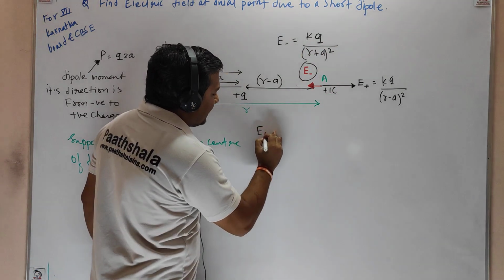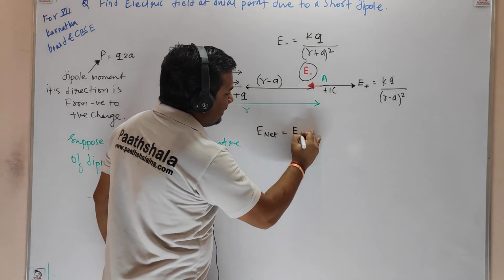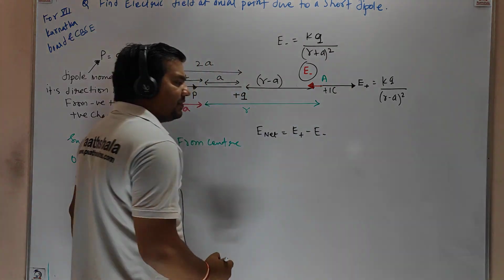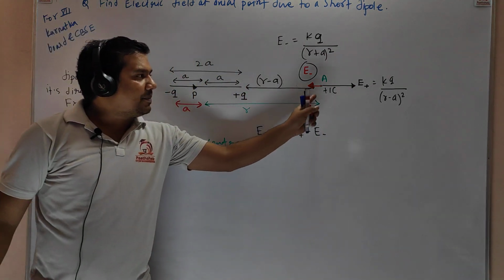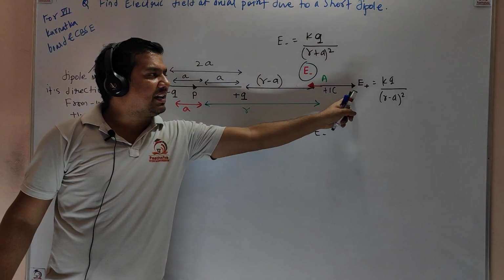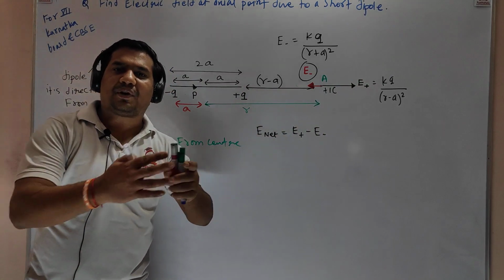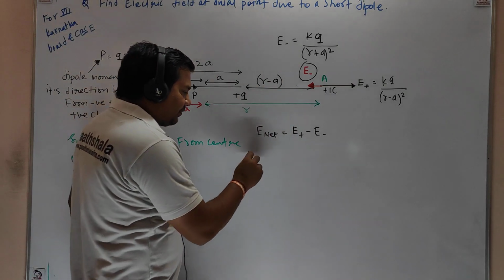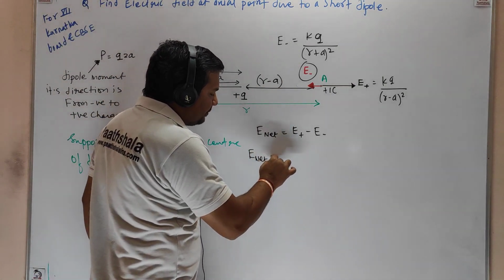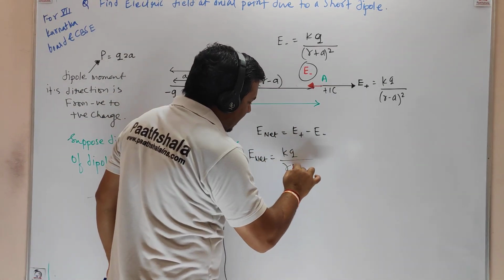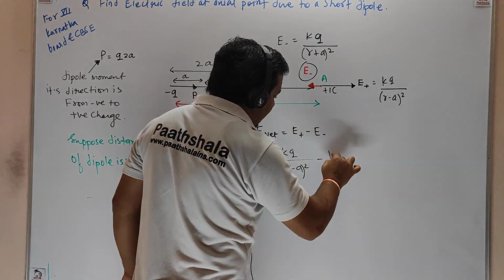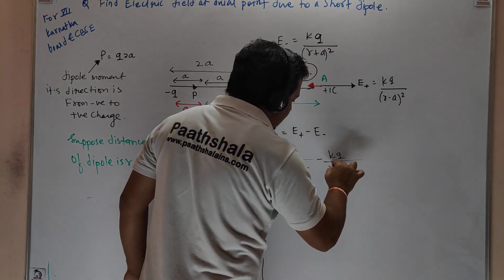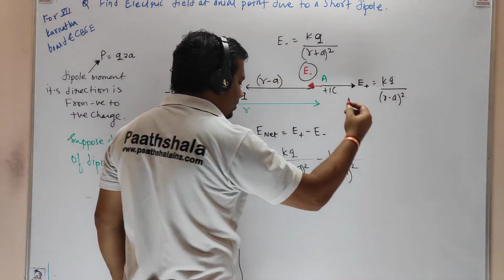So if you talk about net electric field, what is net electric field? E plus minus E minus. Agree? I will subtract a smaller electric field from bigger electric field to get net electric field. Why am I subtracting? Because they are opposite in direction. Like this you will get net electric field. Put values KQ upon R minus A whole square minus KQ upon R plus A whole square. Solve this, you will get answer.